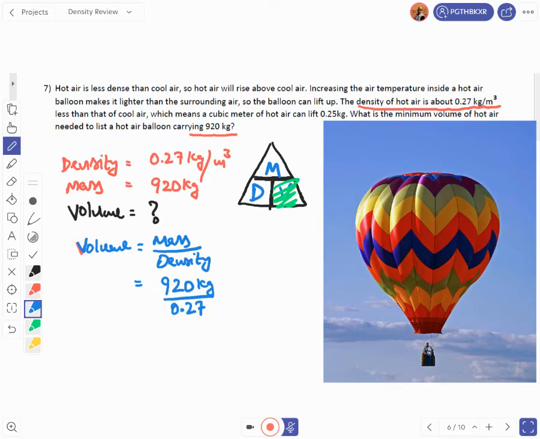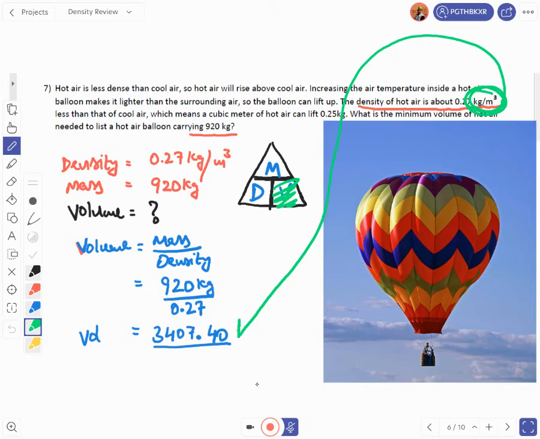Take your calculator and compute 920 divided by 0.27. So it is 3407.40. So this is the volume. But it is always a good habit to mention the units. If you read the question thoroughly, you can see that the density is in kilograms per cubic meter, so the volume cannot be in kilograms per cubic meter; here the volume is going to be in cubic meters.